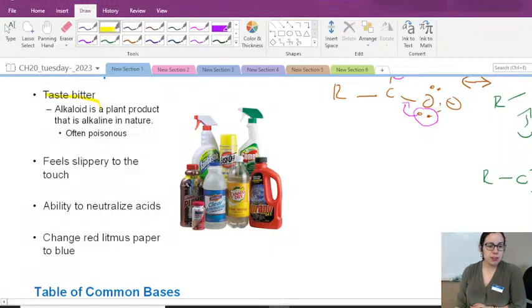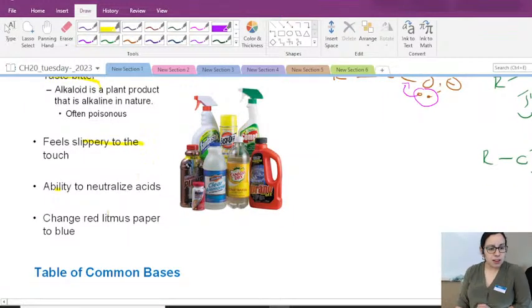Bases also tend to feel slippery to the touch, so you probably know that with soap right away. But if you were to touch ammonia or hydroxide, like sodium hydroxide, those all feel slippery. And of course, bases neutralize acids, and they change red litmus paper to blue.